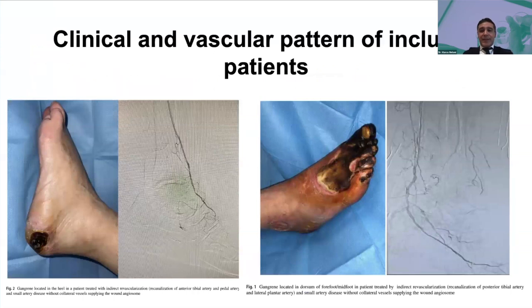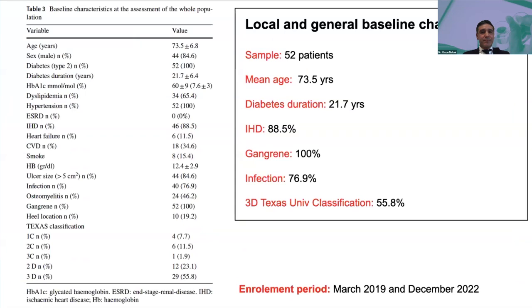You can see here some clinical pictures of the patients that we included. So a patient with a gangrene in the heel without any vessel in the hindfoot. Another patient with a gangrene in the forefoot and the dorsal area of the midfoot with a good revascularization in the plantar side, but without any vessel in the dorsal side. So a persistence of wound ischemia in the anatomical region of the ulceration.